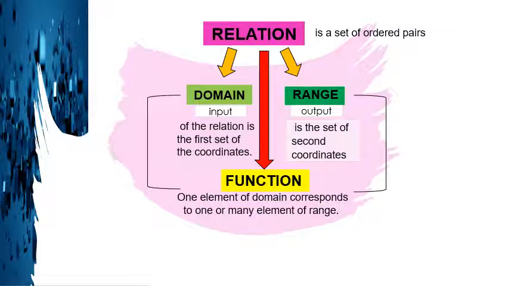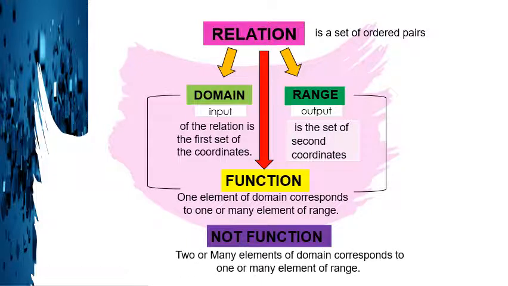A relation is a function if the domain has one element corresponding to one or many elements of range. So it means the domain must not be two or many; it must be one element. We can say it is not a function if two or many elements of domain correspond to one or many elements of range.